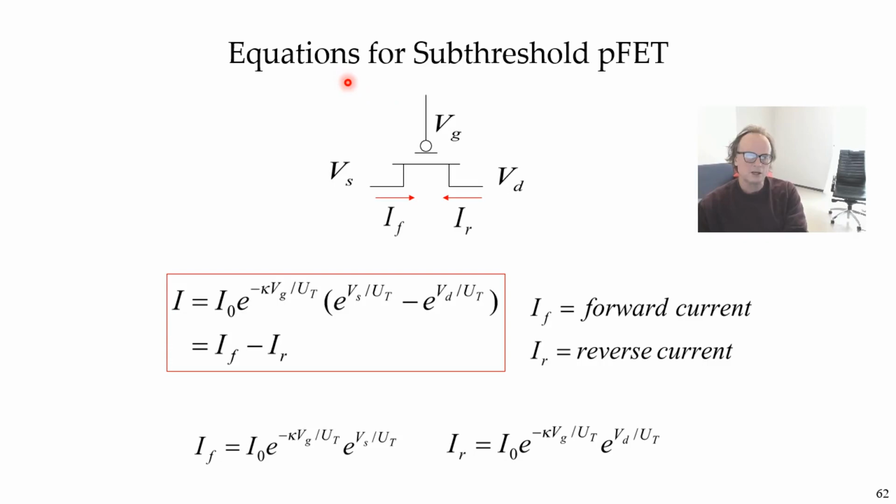So if you look at the equations for a subthreshold P-FET, you see that there's a source, gate, and drain voltage. There's a forward and reverse current. And the only thing that's different is that all the voltages are flipped. So instead of having a plus VG minus VS, you have a minus VG and a plus VS and a plus VD. But it's just the same as before. It's just a difference between forward and reverse currents, where now the forward current is equal to e to the minus kappa VG plus VS. So it's like e to the minus VGS that you had for the N-FET.